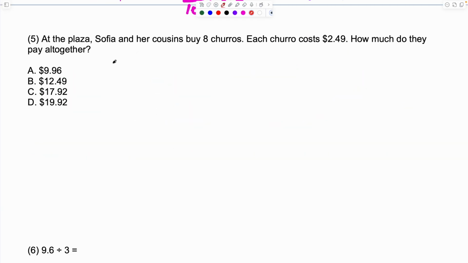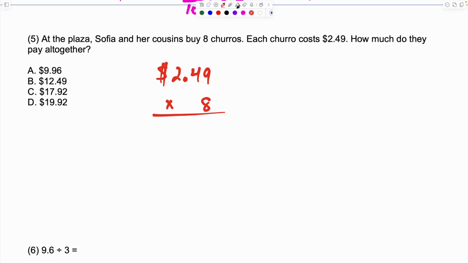Question 5, at the plaza, Sophia and her cousins buy 8 churros. Each churro costs $2.49. How much do they pay altogether? So for this one, we're going to take the cost of each churro. So we have $2.49, and we're going to multiply that by 8. So notice this is just an application of multiplying decimals.